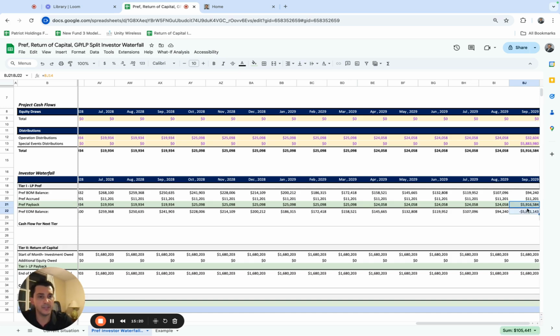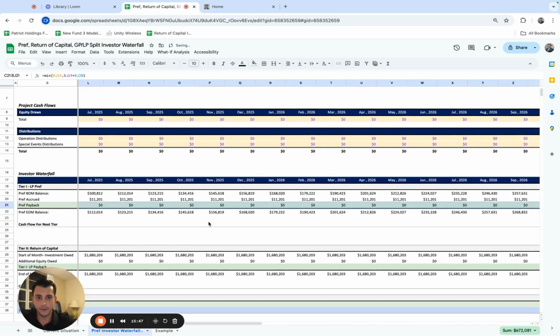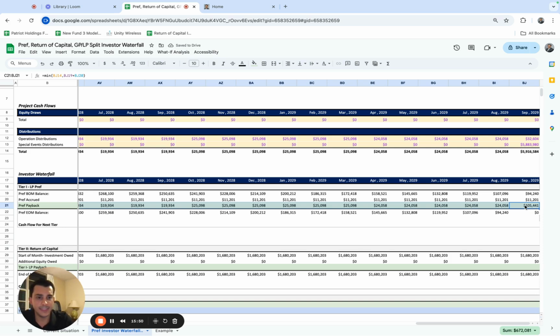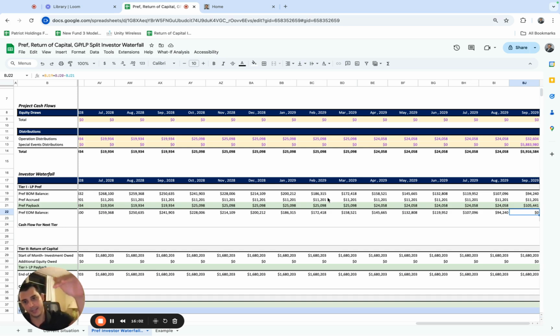Now, here's the error I made on purpose. You always want this to go to zero. So you don't want this number to be the full 5.9 million. You want it to be the total amount of pref you owe, which is the sum of these. So what you want to do is this equation. You're going to say the smaller between this and this plus this. And we're going to drag this. So now what you see is at the exit month, we're going to owe 105,000 in pref, and 105,000 is going to get paid back. So this is the correct waterfall for how the pref is going to grow and then get paid back.